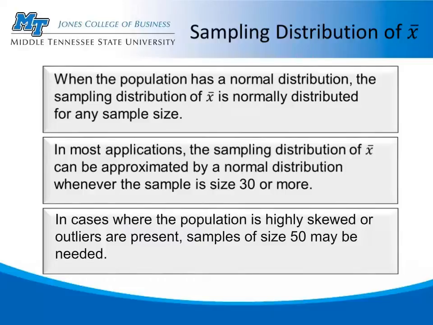Now, in certain, I guess you could call them pathological cases, when you have really, really skewed data, or you've got some outliers that are just way far away from the mean, you may need a sample size of at least 50 before you want to consider it to be normal.